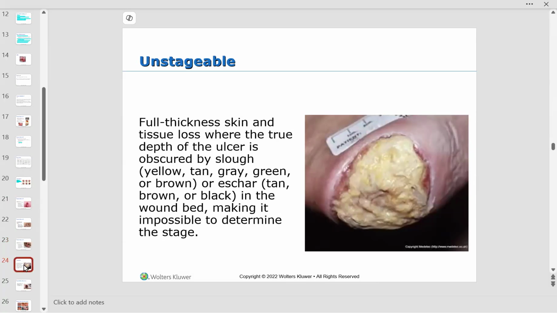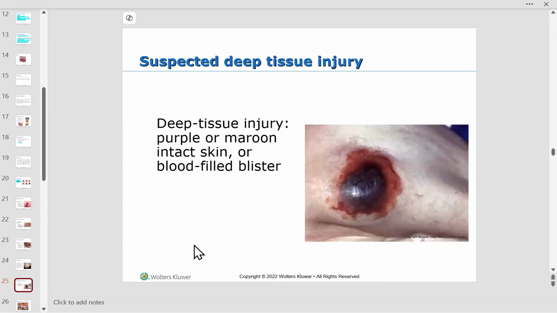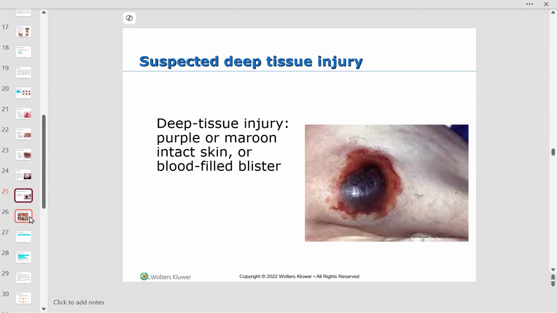Unstageable. It's usually a full thickness loss, but we don't know the depth because there's so much slough or eschar that we don't know how deep it is. So we can't really stage it. It's worrisome because if we debride it and remove this stuff, it could be very, very deep. And if they're a diabetic, it's not going to heal. And then suspected deep tissue injury. This is where you see purple or maroon intact skin or a blood blister. And again, we suspect it's deep, but we don't know. We don't know for sure, unless that thing opens up.